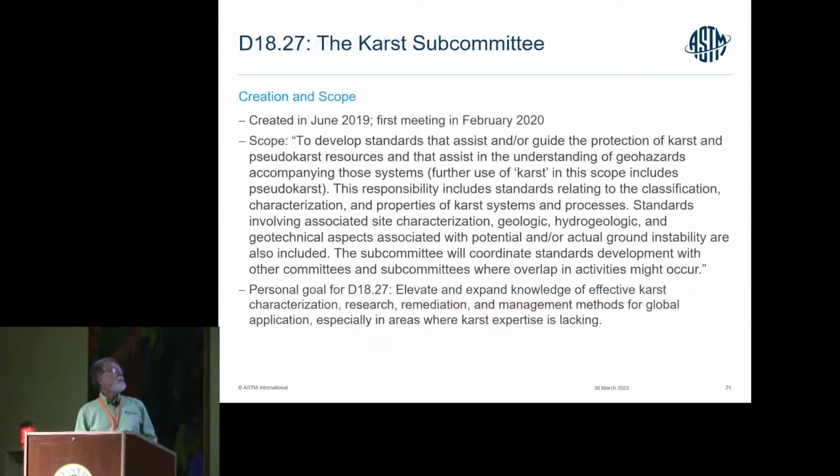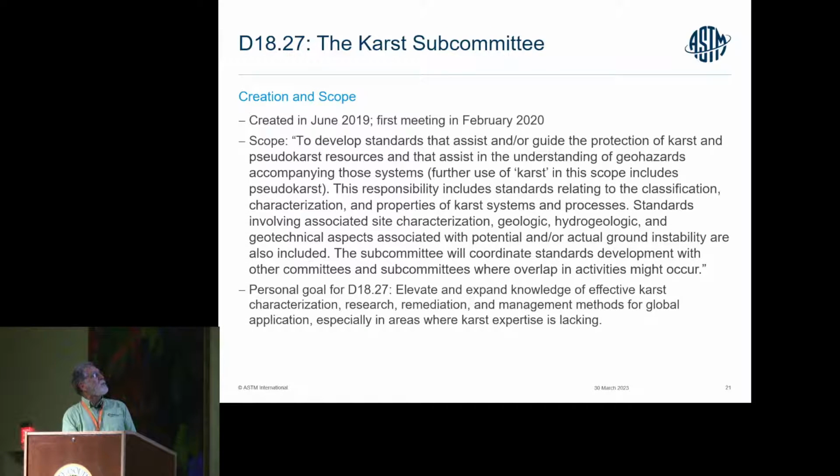But anyway, so we created D1827. And here's the scope. We were created in June of 2019. Our first meeting was in February of 2020. And the scope is to develop standards that assist and or guide the protection of karst and pseudokarst resources, and that assist in the understanding of geohazards accompanying those systems and further use of karst that includes pseudokarst. This responsibility includes standards relating to the classification, characterization, and properties of karst systems and processes.